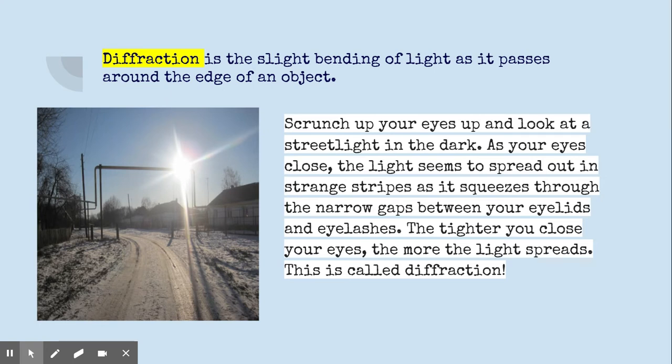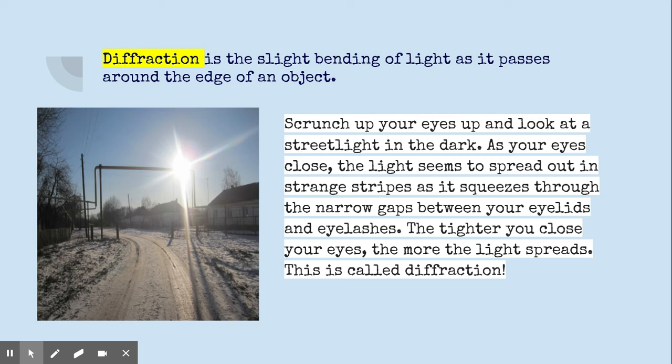Now, diffraction is the slight bending of light as it passes around the edge of an object. The amount of bending depends on the relative size of the wavelength of the light to the size of the opening. If the opening is much larger than the light's wavelength, the bending will almost be unnoticeable. However, if they're close in size or equal, the amount of bending is considerable and easily seen with the human eye.